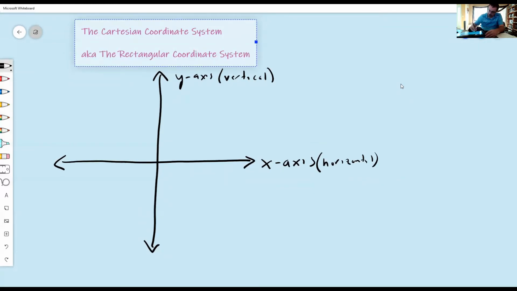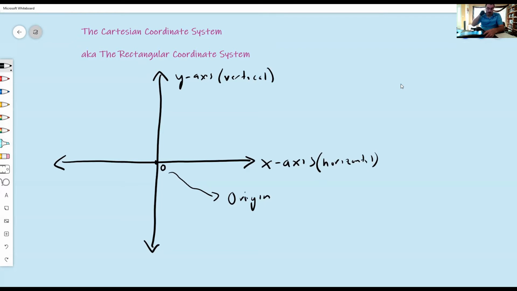In the center, we put a little O or 0. This is called the origin. And from the origin, if we count to the right, we count in a positive manner. So 1, 2, 3, 4.